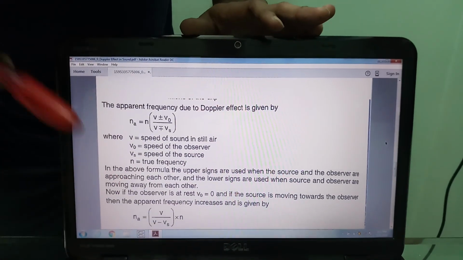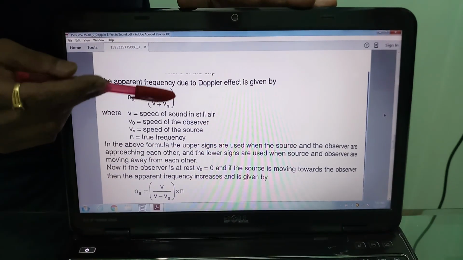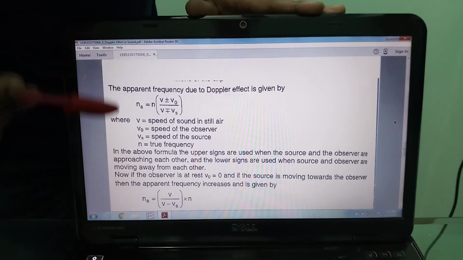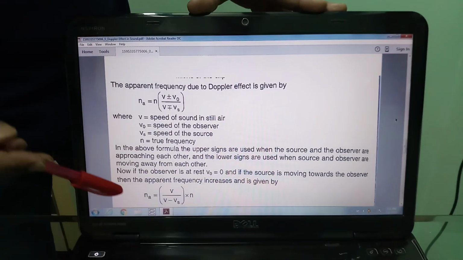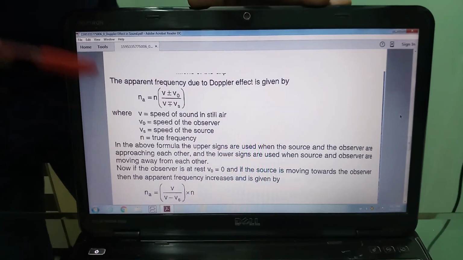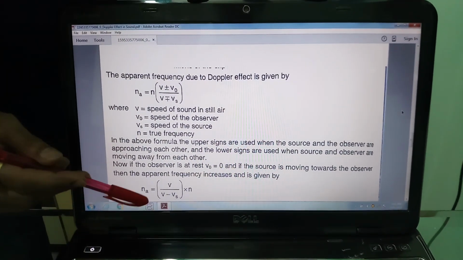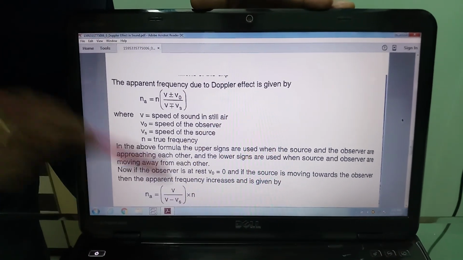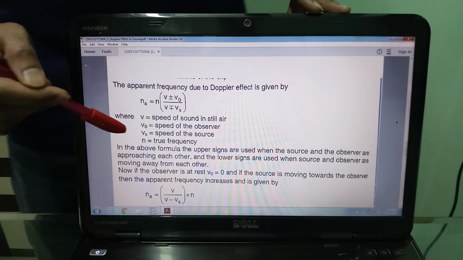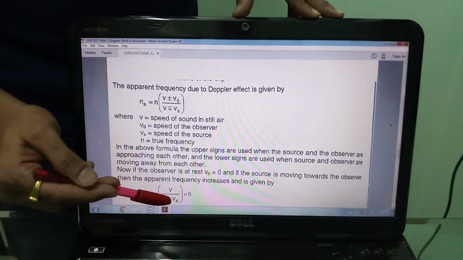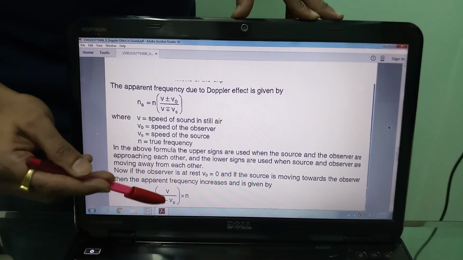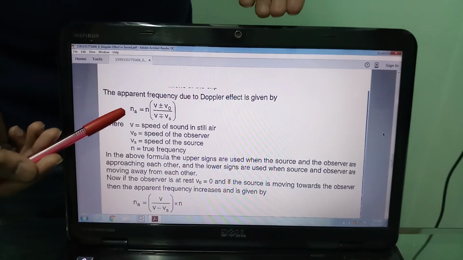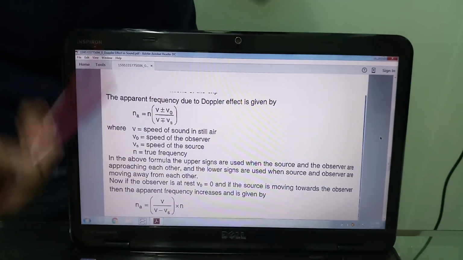Now you need to imagine yourself in that particular case. Suppose the observer is stationary. Then you are going to take V naught to be 0. And suppose the source moves towards the stationary observer. Then you will get a louder sound, a higher frequency. So in that case, you will get Na is equal to N in the bracket V upon V minus Vs. Please remember, if I take V plus Vs, then obviously my ratio will be less than 1. This is the ratio effect. If that ratio is greater than 1, I am going to get more frequency than the natural frequency. If that ratio is less than 1, then I am going to get lesser frequency than the natural frequency.